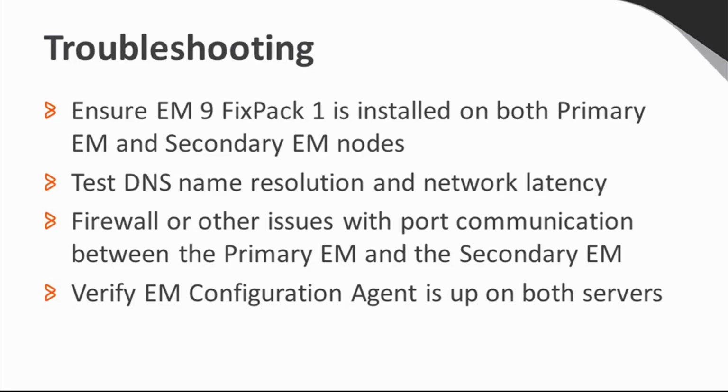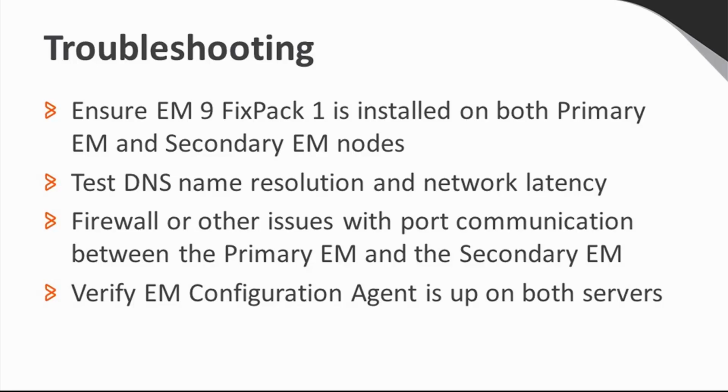Check for firewall and other issues with port communication between the primary EM and the secondary EM. If you've assigned a port range, like you can do in orb configure, those will be respected by the EM CHA process. And if after installing the secondary node the failover isn't showing up in the configuration high availability tab, then please verify that the configuration agent is up on both servers, and that should activate it.